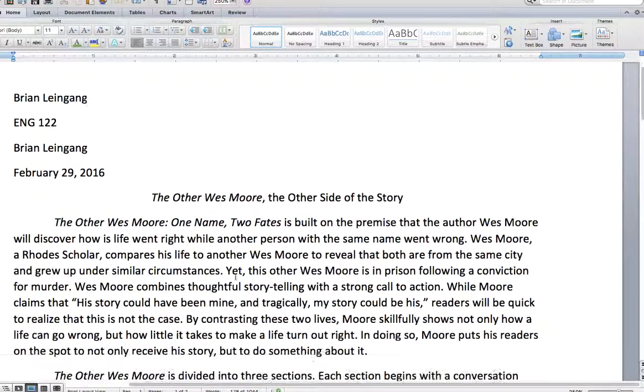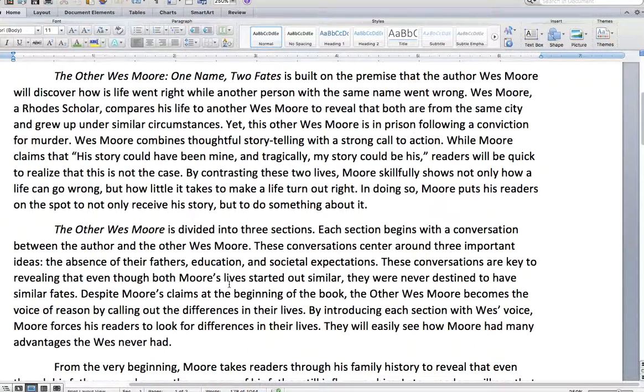So I start off by saying The Other Wes Moore, One Name, Two Fates, so I get the full title, is built on the premise that the author, Wes Moore, will discover how a life went right after another person with the same name went wrong. Wes Moore, a Rhodes Scholar, compares his life to the other Wes Moore to reveal that both men are from the same city and grew up under similar circumstances. Yet, this other Wes Moore is in prison following a conviction for murder. Wes Moore combines thoughtful storytelling with a strong call to action.